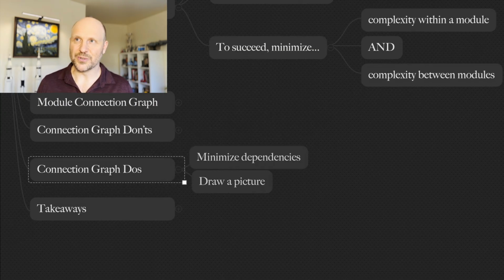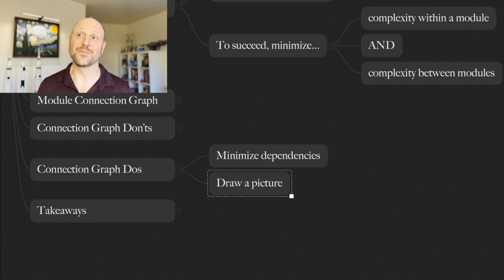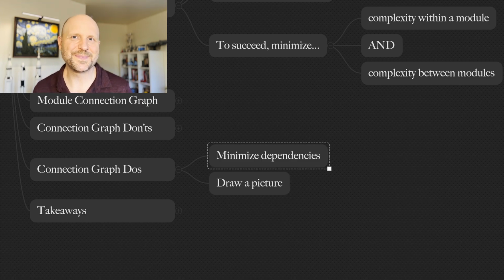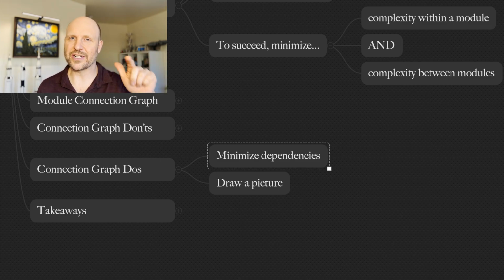Some connection graph do's. And this is actually the really pretty simple one. Minimize your dependencies. That's really the big thing. You should, across your entire app, minimize your dependencies. And remember, files are modules, directories are modules. If you import a file, if you import a directory, that is a dependency.